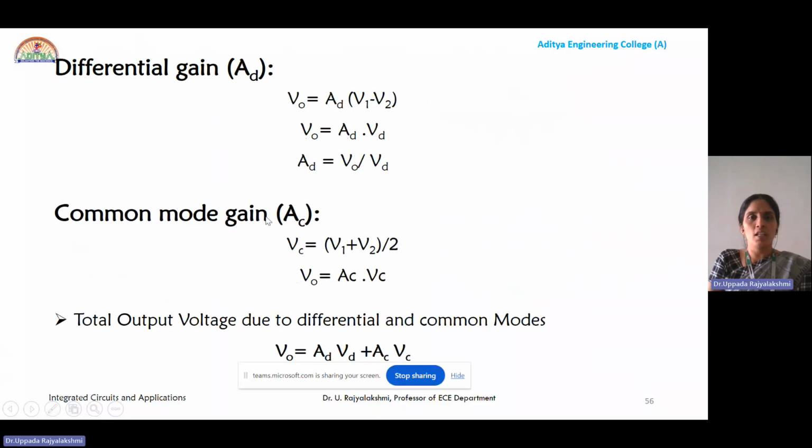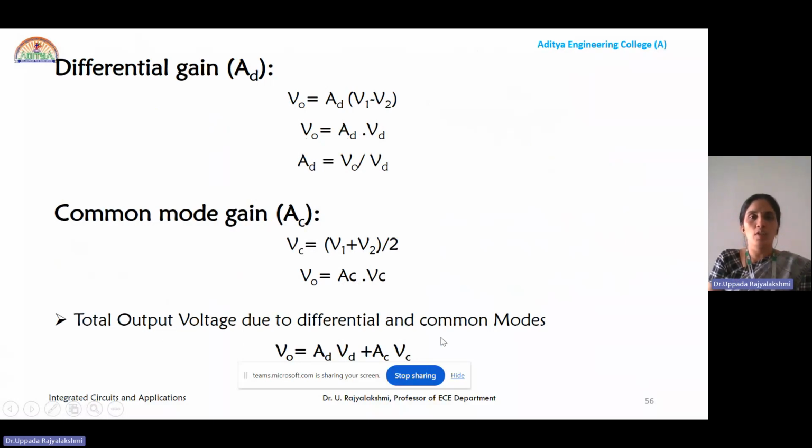Another gain is the common mode gain. This gain applies when the differential amplifier is operated under common mode. Here the common mode input VC is (V1 plus V2) by 2, and V0 is equal to the common mode voltage gain multiplied by the common mode input.